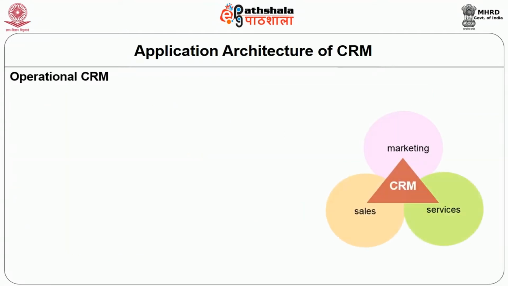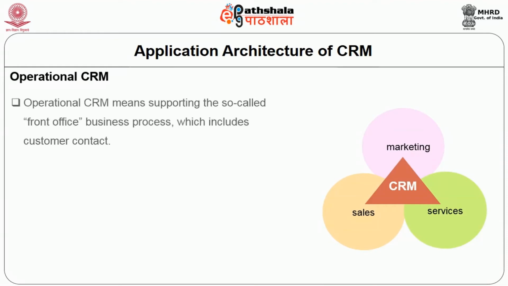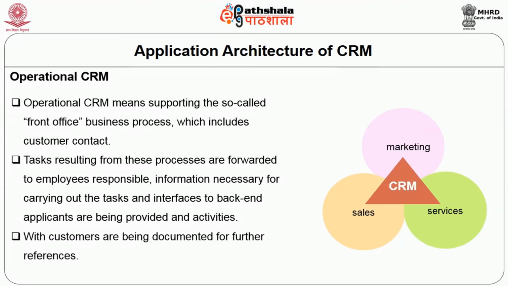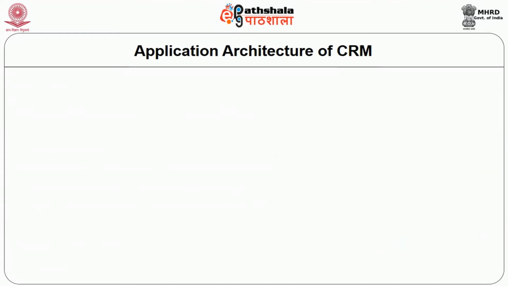Now we will look into all these in detail. Number 1, the operational CRM. The operational CRM means supporting the so-called front office business process, which includes the customer contact. Tasks resulting from these processes are forwarded to the employees responsible, with the information necessary for carrying out the tasks, and interfaces to back-end applications are provided for different activities. While the customers are being documented for further reference, operational CRM provides the following benefits.